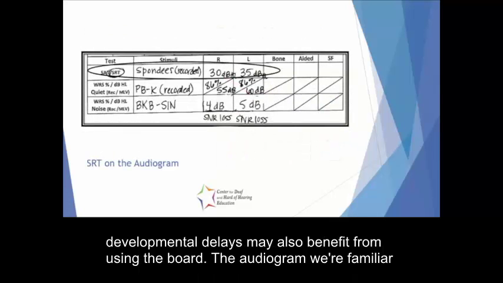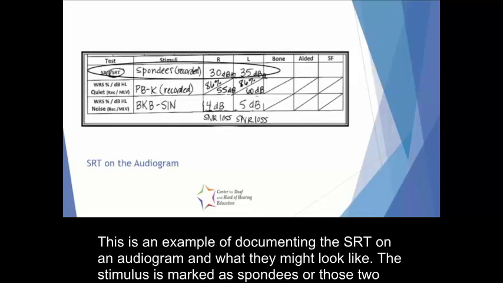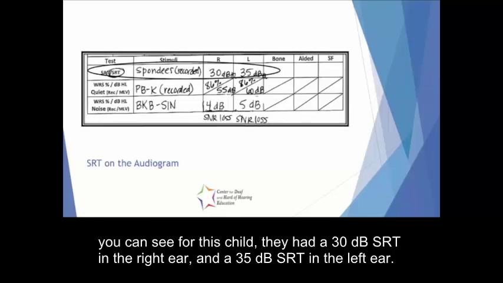The audiogram we're familiar with will have a section with speech audiometry information that everyone may not be so familiar with. This is an example of documenting the SRT on an audiogram and what that might look like. The stimulus is marked as spondees, those two-syllable words with equal stress, with a level in decibels indicating the threshold obtained. As you can see, for this child, they had a 30 dB SRT in the right ear and a 35 dB SRT in the left ear.